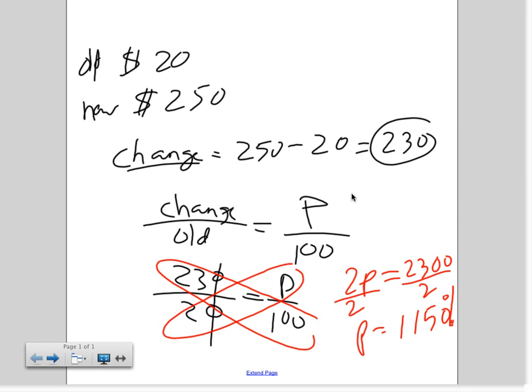Yes. If it's over 2, could you just divide by 2? Since 2,300 is over 2, could you just divide? That's what I just did. I divided to get 1,150. Okay? Do you have any question on that one?